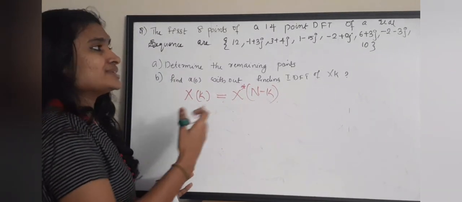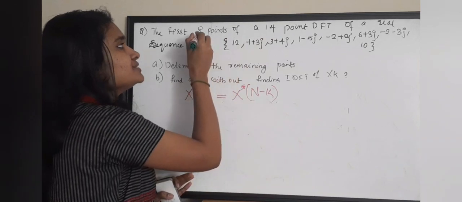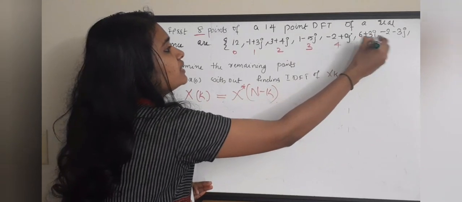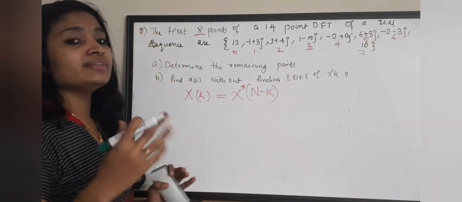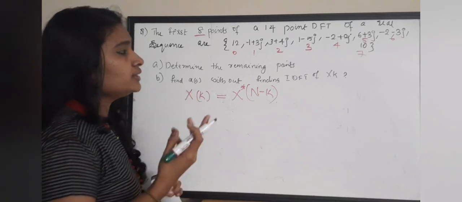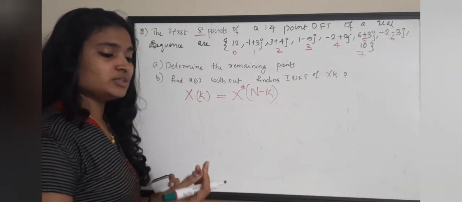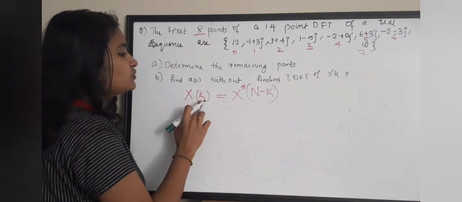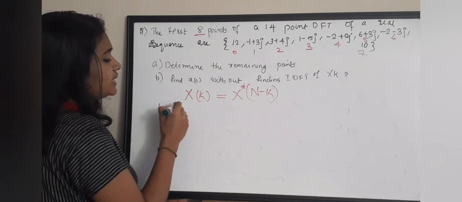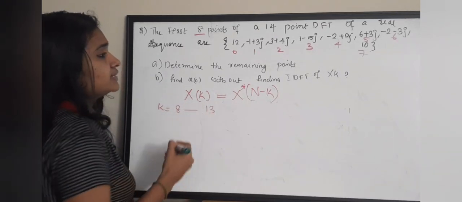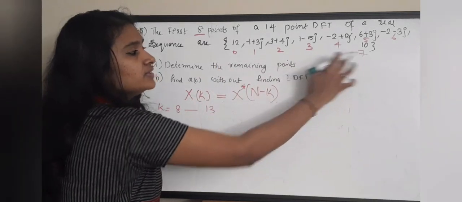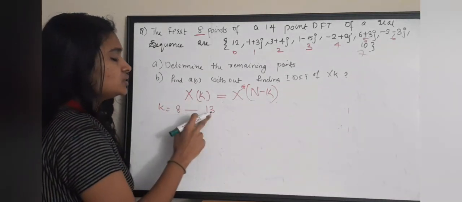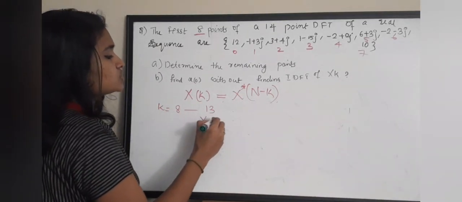Now, let us look into the question once again. They have given the first 8 points, that is the 0, 1, 2, 3, 4, 5, 6 and 7th points. Now we need to find the 8th, 9th, 10th, 11th, 12th and 13th points. So apply the value of k from 8 to 13. We start from 0, and up to 7 they have given, so from 8 to 13 we need to vary the k value. First I am going to find the value of X of 8.